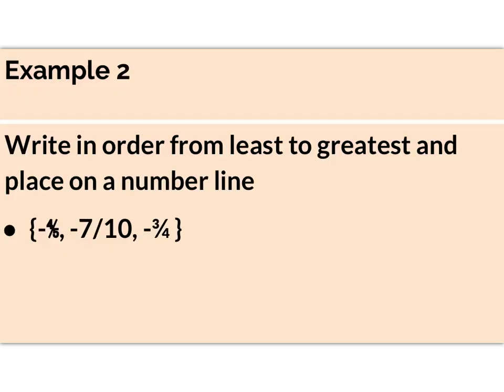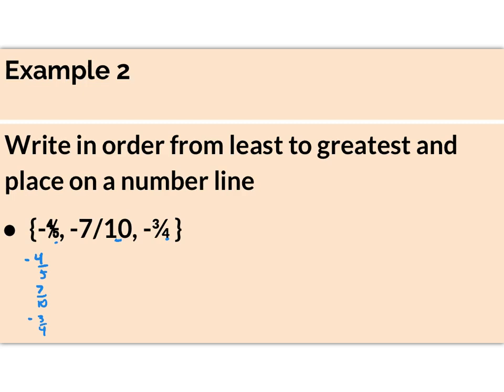Okay. So write in order from least to greatest and place them on a number line. Well, you can see that all of these have different denominators or different bottoms. So we have two choices. We can make them all the same denominator, or we can turn them all into decimals. So let's start by, on this page, turning them all into the same bottom, and -3/4. Okay, so let's see what's common.